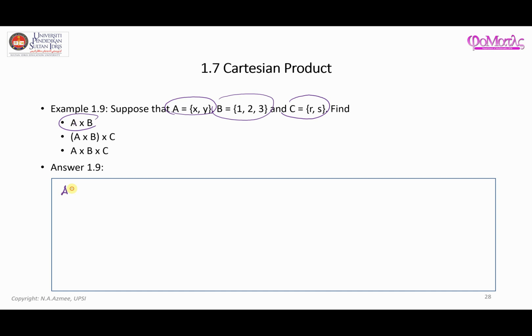So this is A and this is B, so it's going to be x1. That is the first element. Then we have x2, the second element. The whole thing is the second element. Then we have x3. Next, we have y1, y2. Be careful with the commas. Then we have y3. That's all. So x1, x2, x3, y1, y2, y3. So we are done.